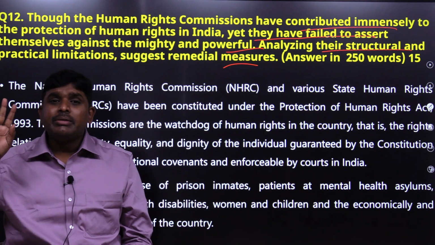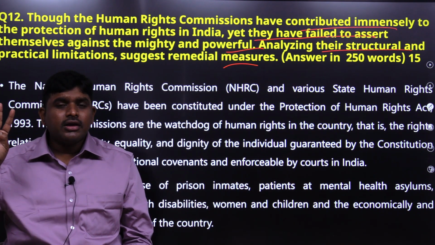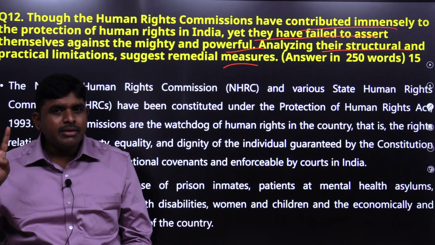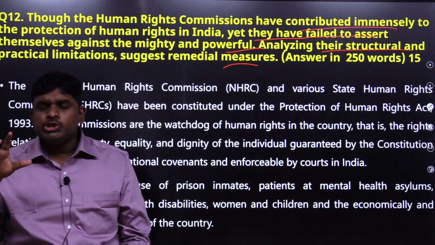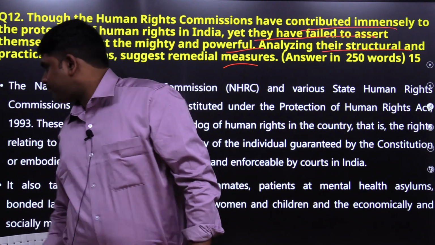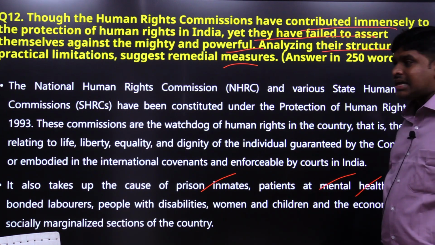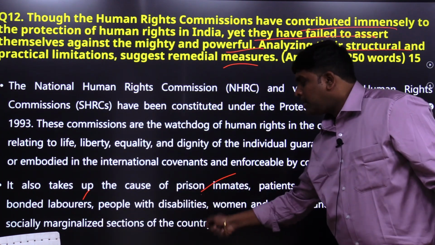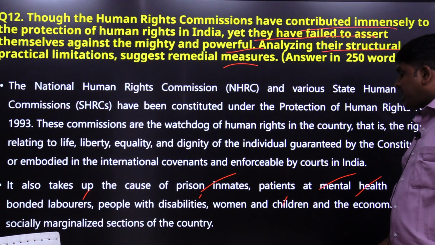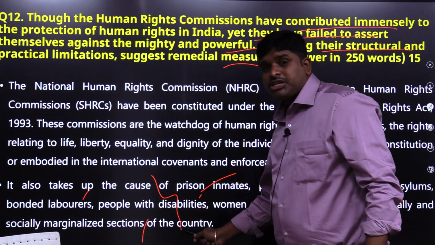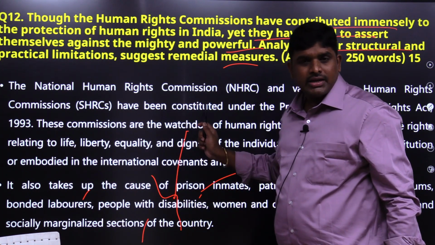Not only this, prisons, the welfare of the prisoners in the prisons, bonded labor. What are all the issues which come under human rights? Like, if you see here, prison inmates, patients at mental health asylums, bonded laborers, people with disabilities, women and children, and economically and socially marginalized sections of the country, these special cases also will be taken by NHRC.